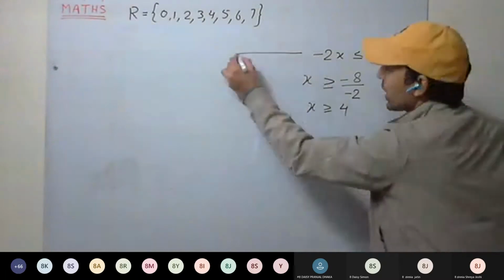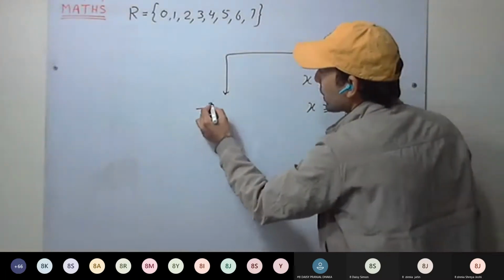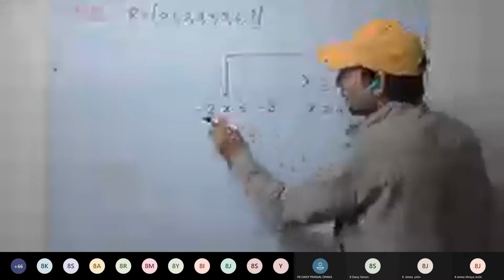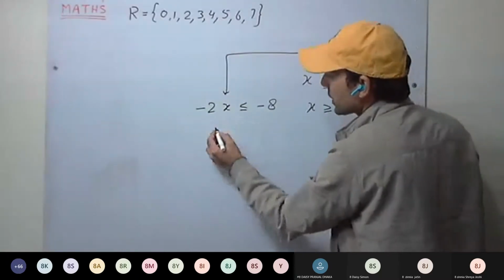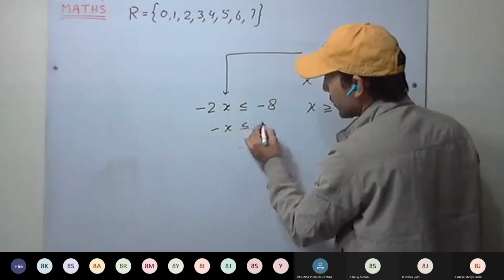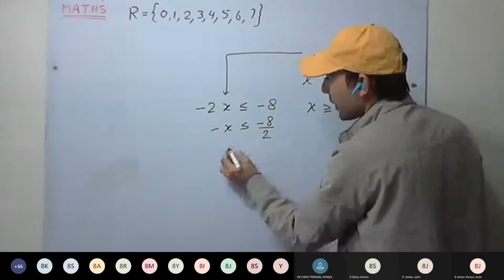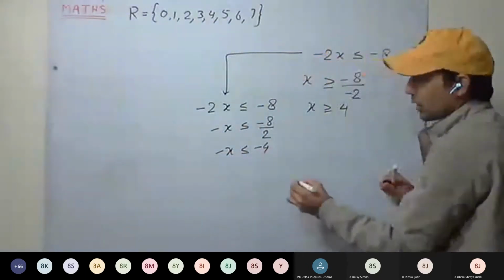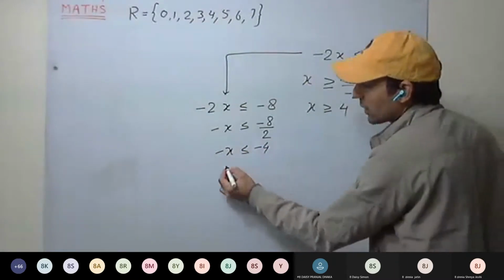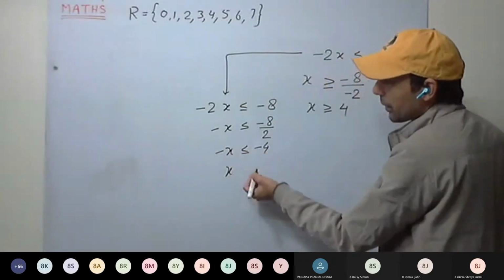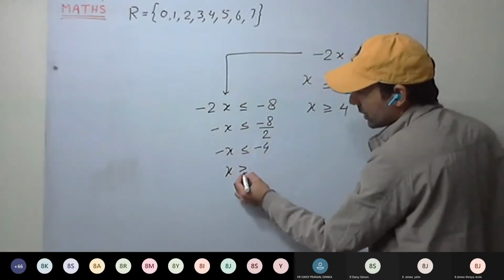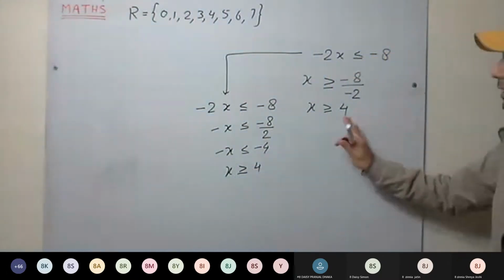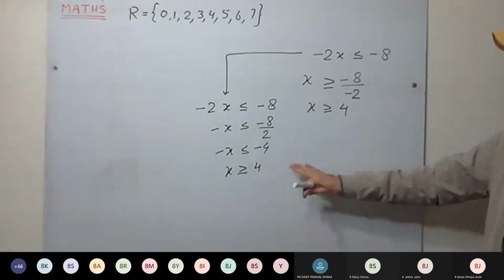Okay. Or you can do it like this as well. Minus 2x less than equal to minus 8. First, take 2 to this side. So minus x less than equal to minus 8 divided by 2, minus x less than equal to minus 4. Now both sides minus 1. Either you can multiply by minus 1 or divide by minus 1. The sign will change and it will be this. Understood? Either this way or this way.